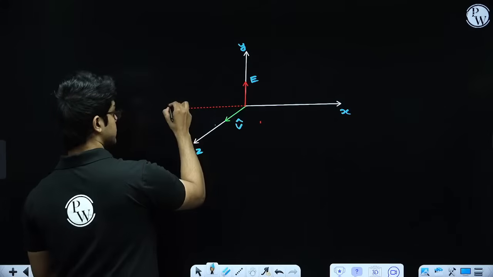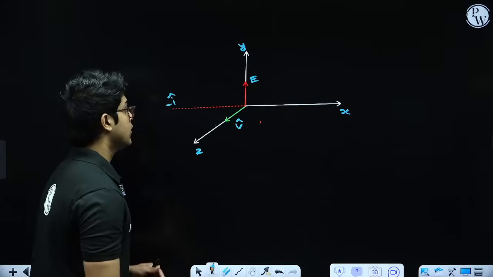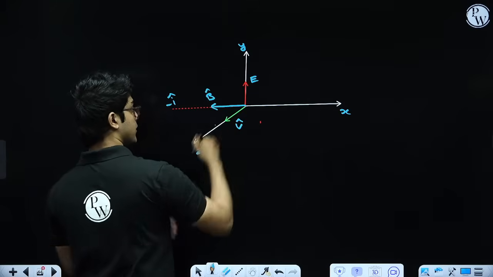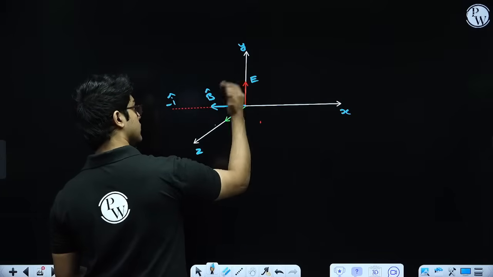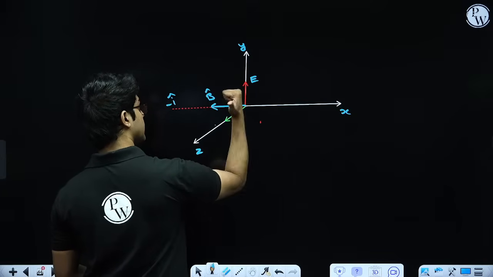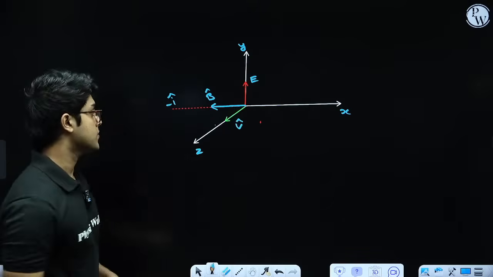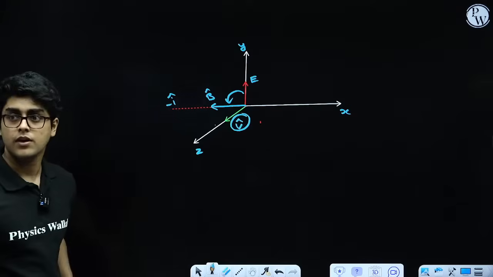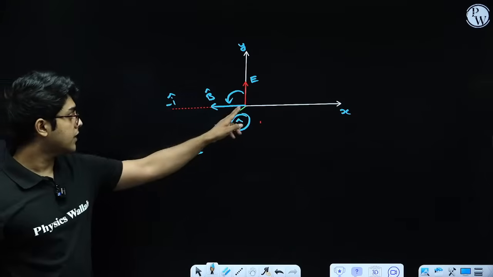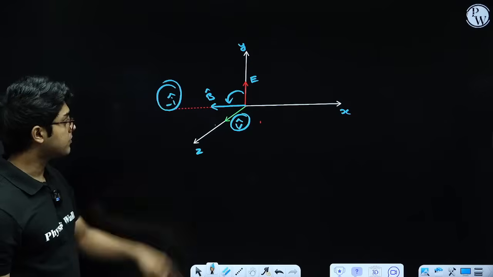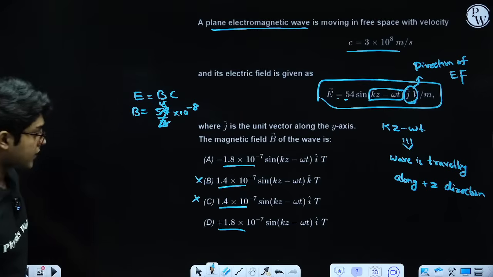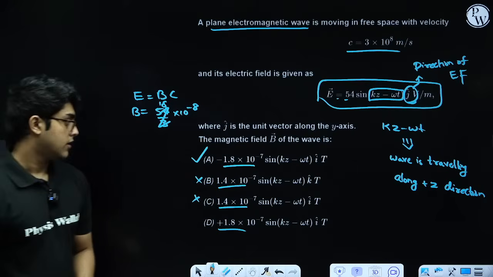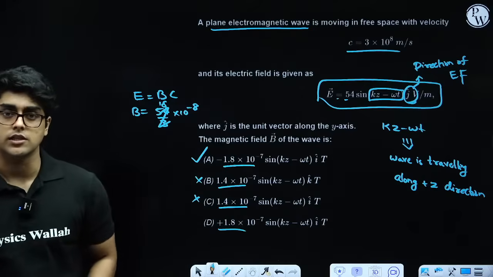So let's extend this. This will be the minus i direction, minus x direction. The magnetic field will be along the minus x direction, because if you do E vector cross B vector, this is y cross minus i, and the answer is z. If you do E cross B, you should get the direction of wave propagation. So the magnetic field will be along the minus i direction here. In fact, the answer will be option A and not option D, because of the direction.